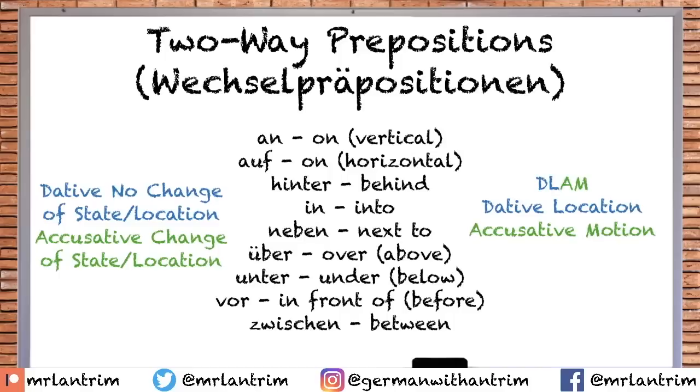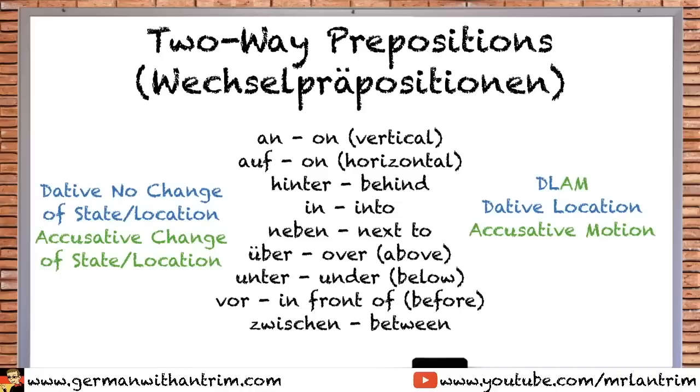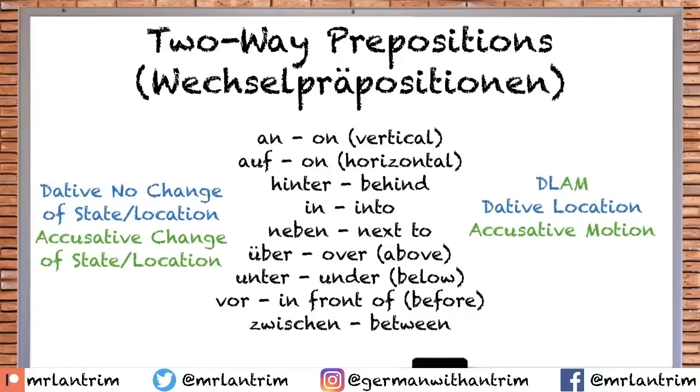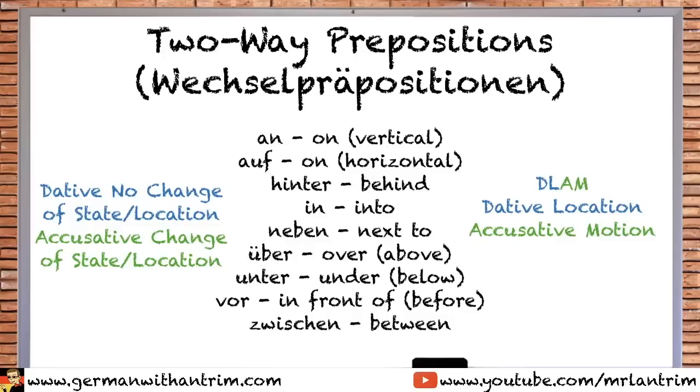So, generally speaking, we use the mnemonic device DLAM, as in DLAM IT. That is D-L-A-M, dative location, accusative motion. This means that if it is stationary and is in one location, not going from one place to another, staying where it is, and it uses one of these prepositions to explain that position, it is dative. If this object that is on or behind or inside of or next to, if it is going towards that position, it is accusative.